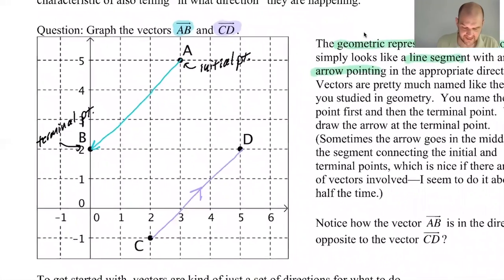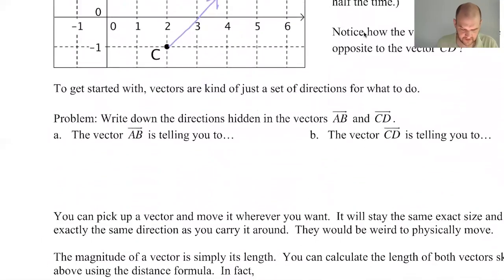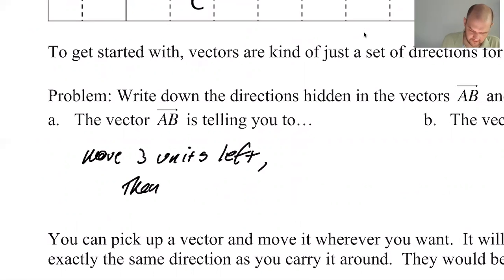So what is AB conveying? For me, AB is conveying the following information. You always talk about left, right first, and then you talk about up, down. It's saying move 3 units left, and then move 3 units down. So I'm going to say that the vector AB is telling you to move 3 units left and 3 units down.